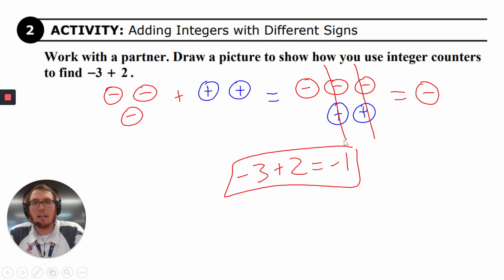What's left is an extra negative, because there were more negatives than there were positives. So really, this is not necessarily an addition problem. It's really a subtraction problem as you're looking at this scenario. And the answer will be -1. So -3 plus 2, notice you're really not adding them together, you're subtracting them, and that's the key part of the question.